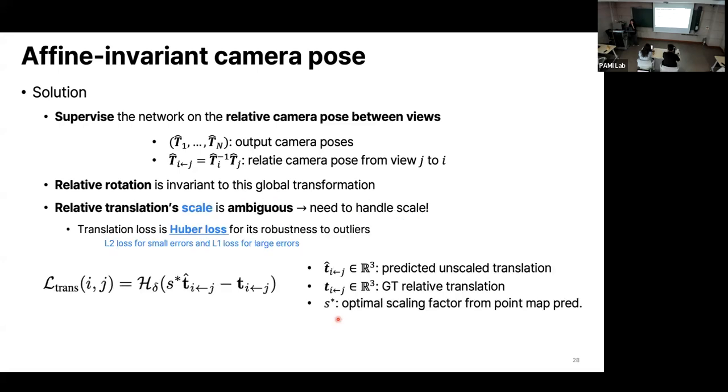And the second part is the translation. Relative translation has a scale ambiguity, so we need to handle it. For the translation loss, they simply use the Huber loss for its robustness to outliers. So they measure the loss between the ground truth relative translation and the scale-adjusted predicted translation.